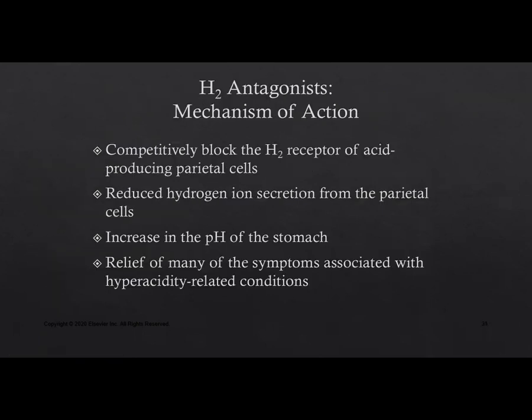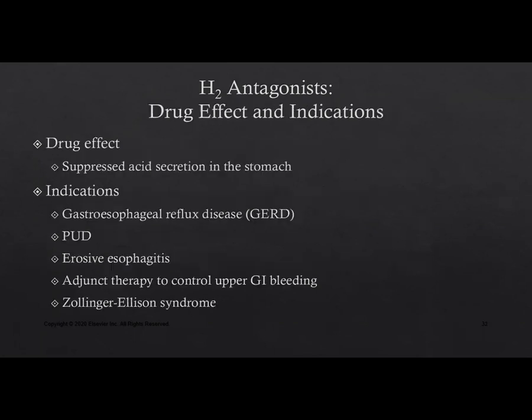They competitively block the H2 receptors of acid-producing parietal cells, reduce hydrogen ion secretion from parietal cells, increase the pH of the stomach, and relieve many of the symptoms associated with these hyperacidity related conditions. So when you're studying your antihistamines, your H2 antihistamines are all kind of your GI ones. So it's blocking those acid-producing parietal cells. Drug effect is the suppression of secretions in the stomach.